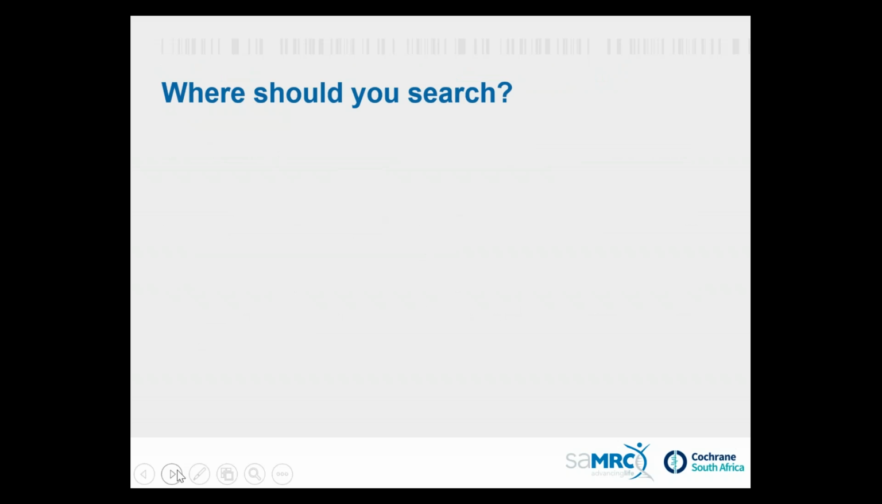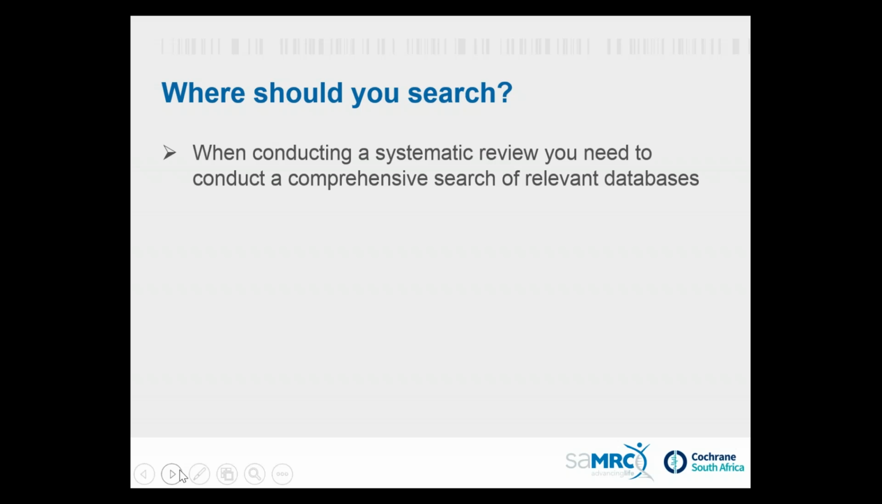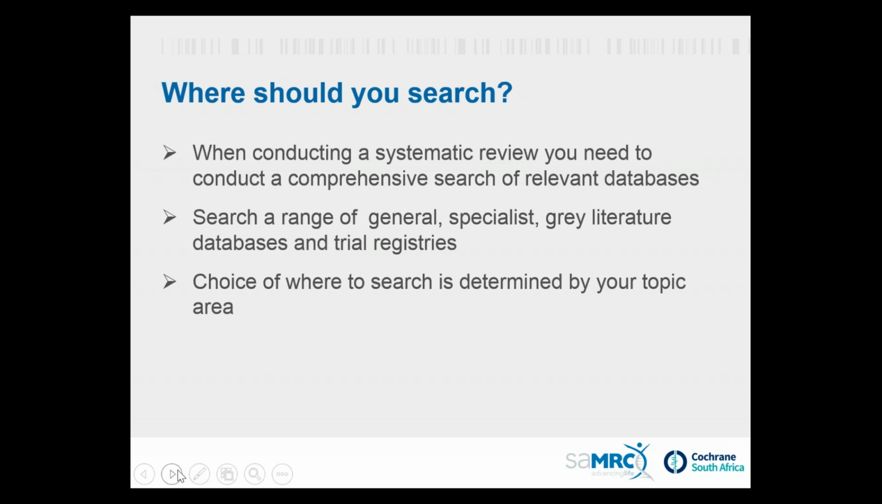A systematic review requires a complete view of all the existing literature, and this can only be achieved by performing a comprehensive search of relevant databases. For Cochrane systematic reviews, it's expected that you search at least 2 electronic databases. The choice of where you're going to search will be determined by the topic area.